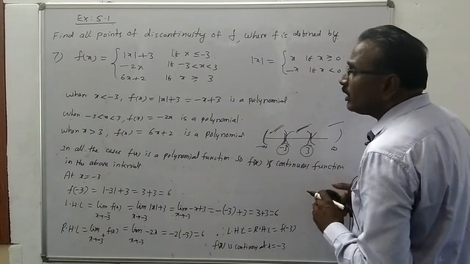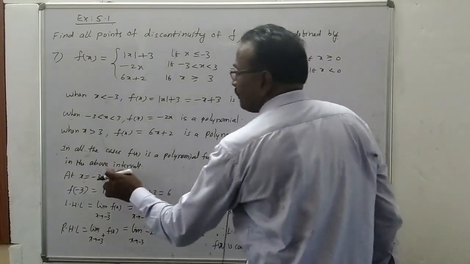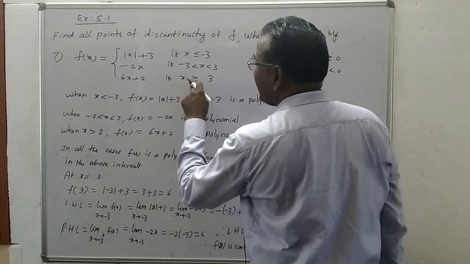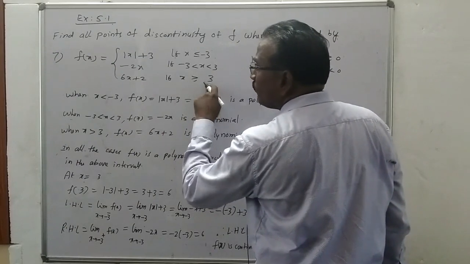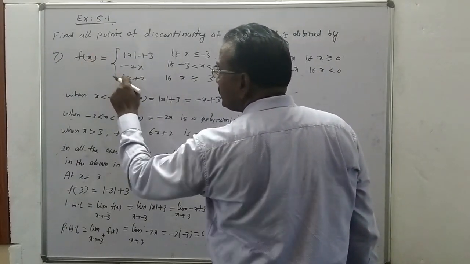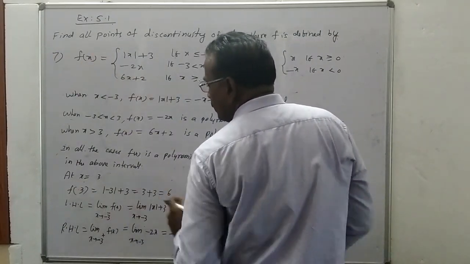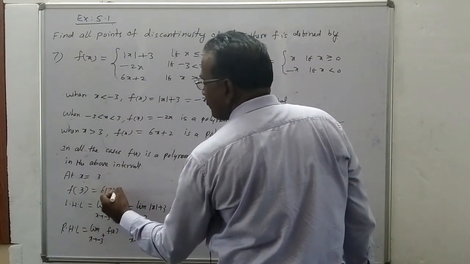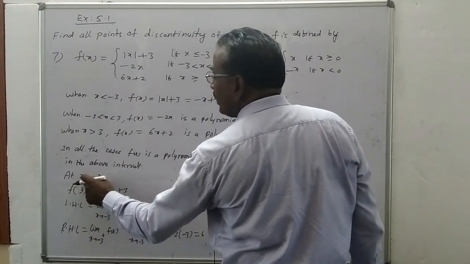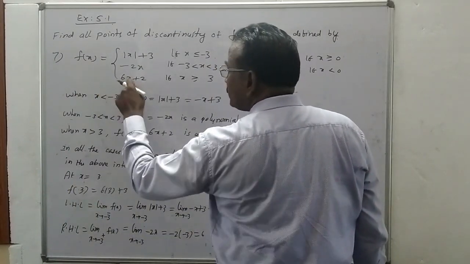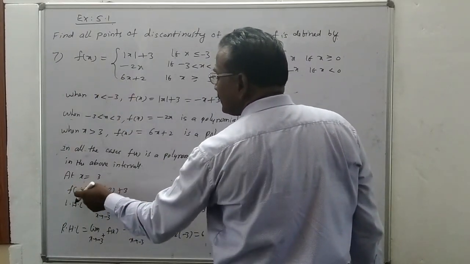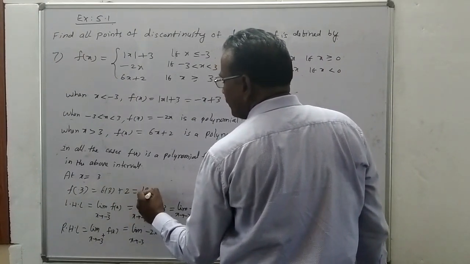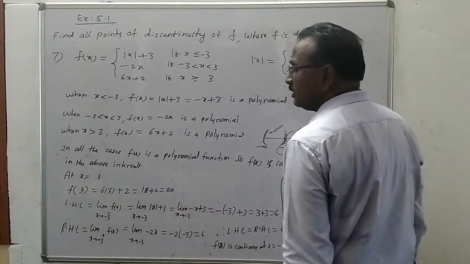Next we have to check the continuity at x is equal to plus 3. At x is equal to 3, the function is 6x plus 2. So f of 3 is 6 into 3 plus 2, because at x is equal to 3, function f of x is equal to 6x plus 2. Here substitute x is equal to 3, 6 into 3 plus 2, 6 3s are 18 plus 2, the value is 20, defined.